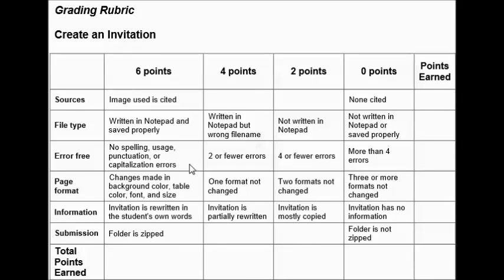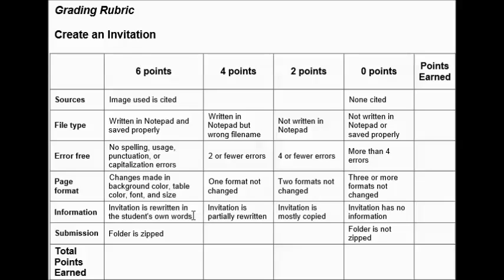For error-free, if there's no spelling, usage, punctuation, or capitalization errors, you get all points. If you have more than 4 errors, you don't get any. So you need to double check it being error-free. The assignment asked you to make changes in the background color, the table font color, the font size. If you forget something, you lose a couple points. If you miss a couple things, you lose 4 points. If you forget 3 or more, you don't get any. So make sure that you're following the instructions.